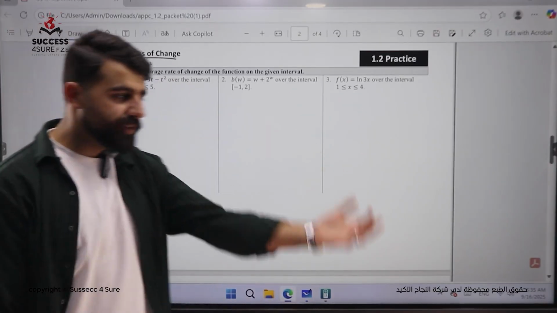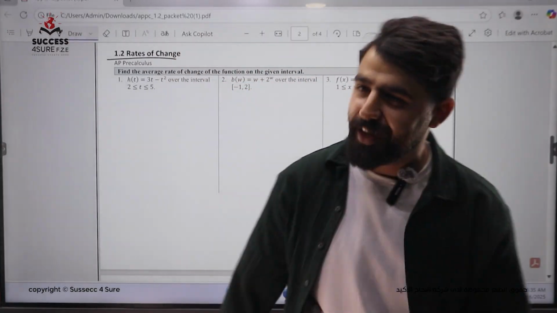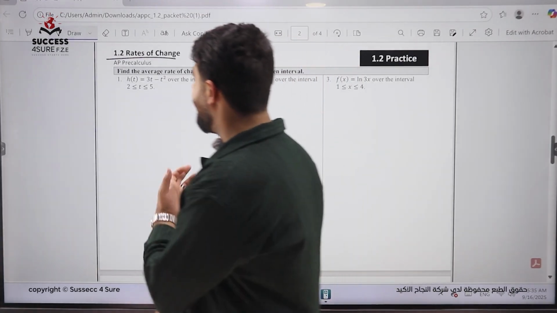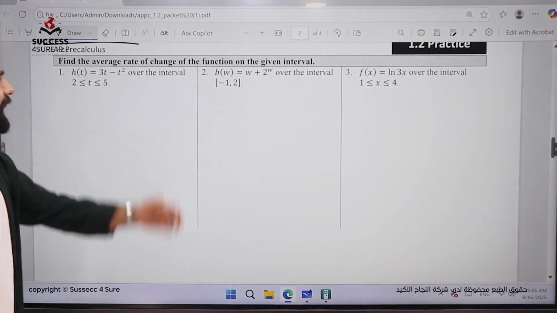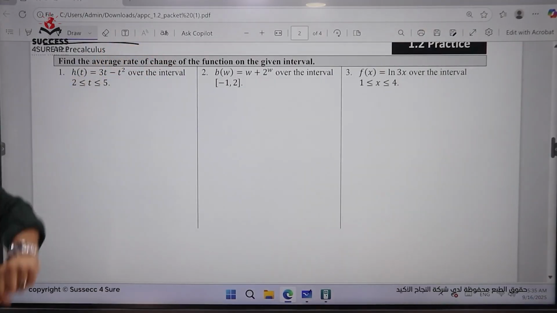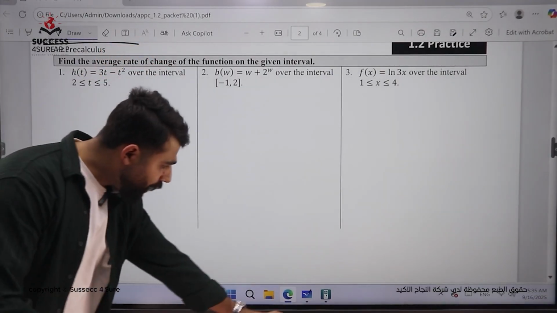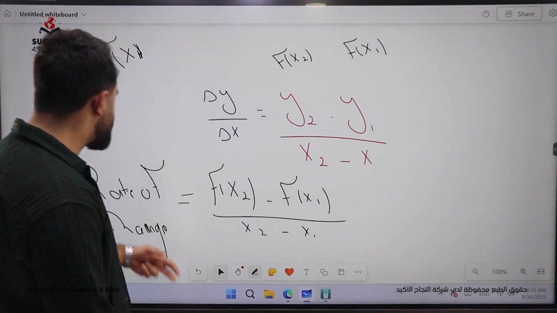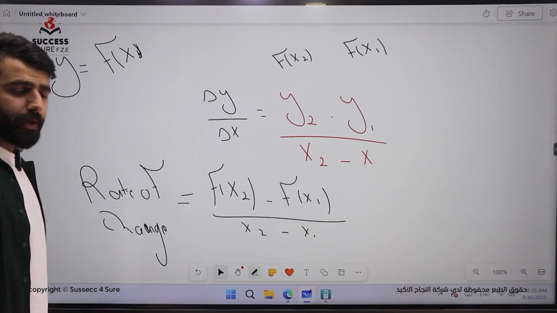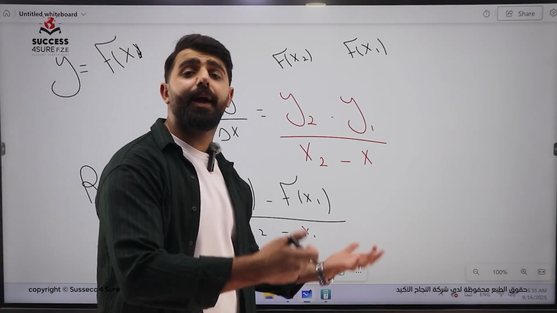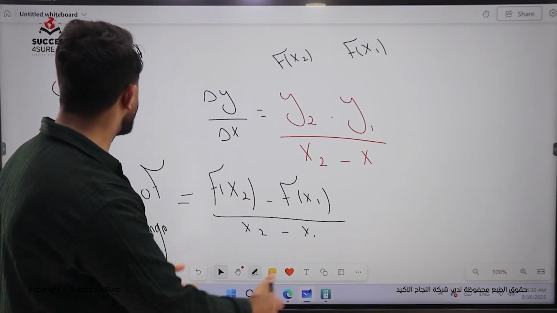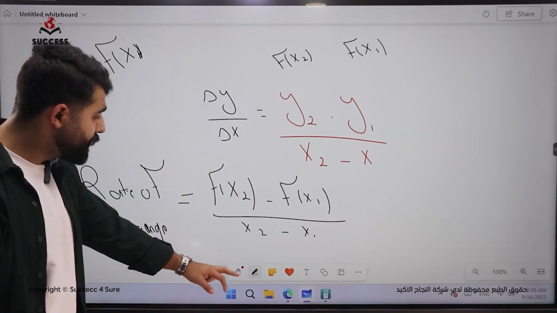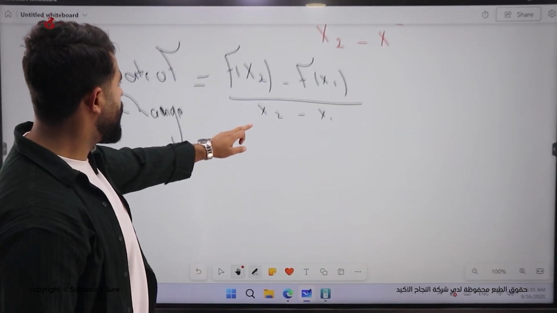Now maybe you did not understand anything. It's totally fine. Let's see the questions. Now in this question here, we need to find the average rate of change of the function on the given interval. Now, we talked also before that maybe the function we can call f of x, maybe we can call it h of y, maybe we can call it anything. It does not matter. We're looking not for the name, I mean, the rule.